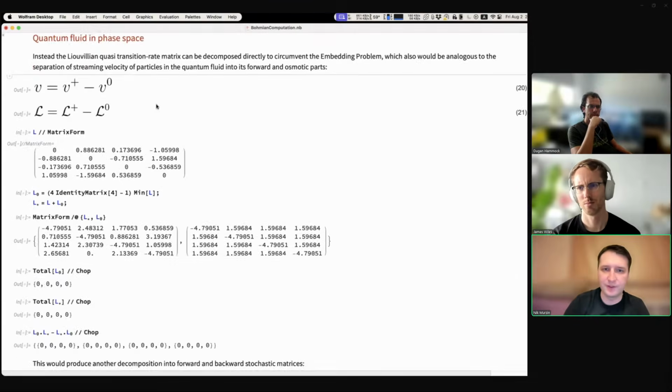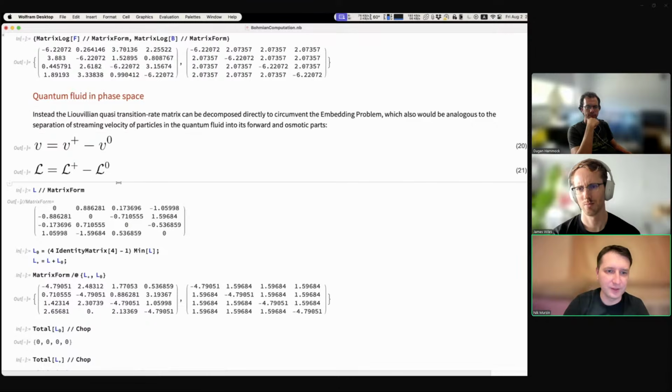I don't know what this is doing here, right? This is like the exponential. L is what I call the exponential of that stochastic matrix. It's a transition rate, which also corresponds to the Liouvillean in the quantum sense, in the quantum case. So it's more naturally related to the quantum case more directly.